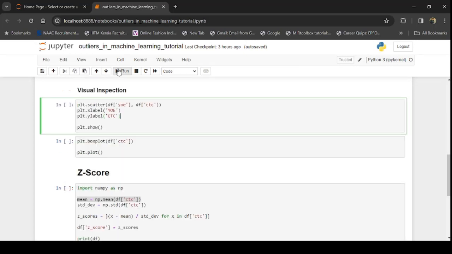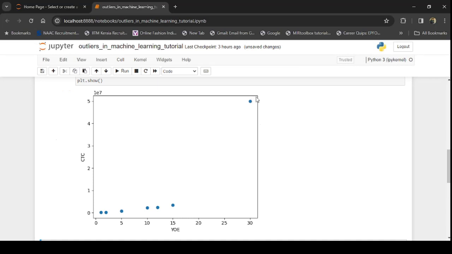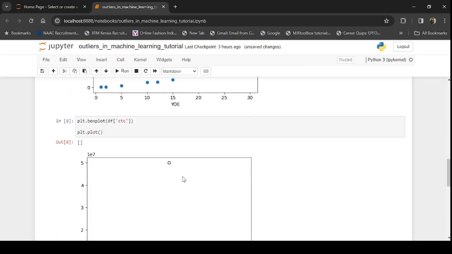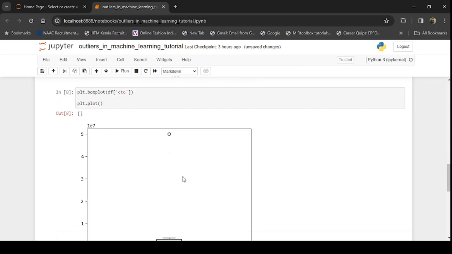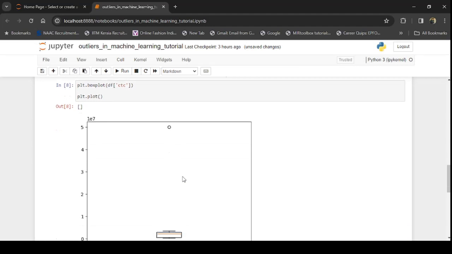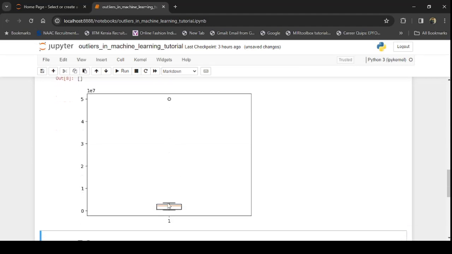Let's plot a scatter plot here. Now you can easily identify that this data point is clearly an outlier because it is not matching with this pattern. Let's plot the boxplot also. Boxplot is a very effective tool to identify outliers in your dataset. If you see here, there is an outlier in your dataset which is above the upper bound of your dataset. Hence, with the help of scatterplot and boxplot, you can easily identify if you have outliers in your dataset or not.